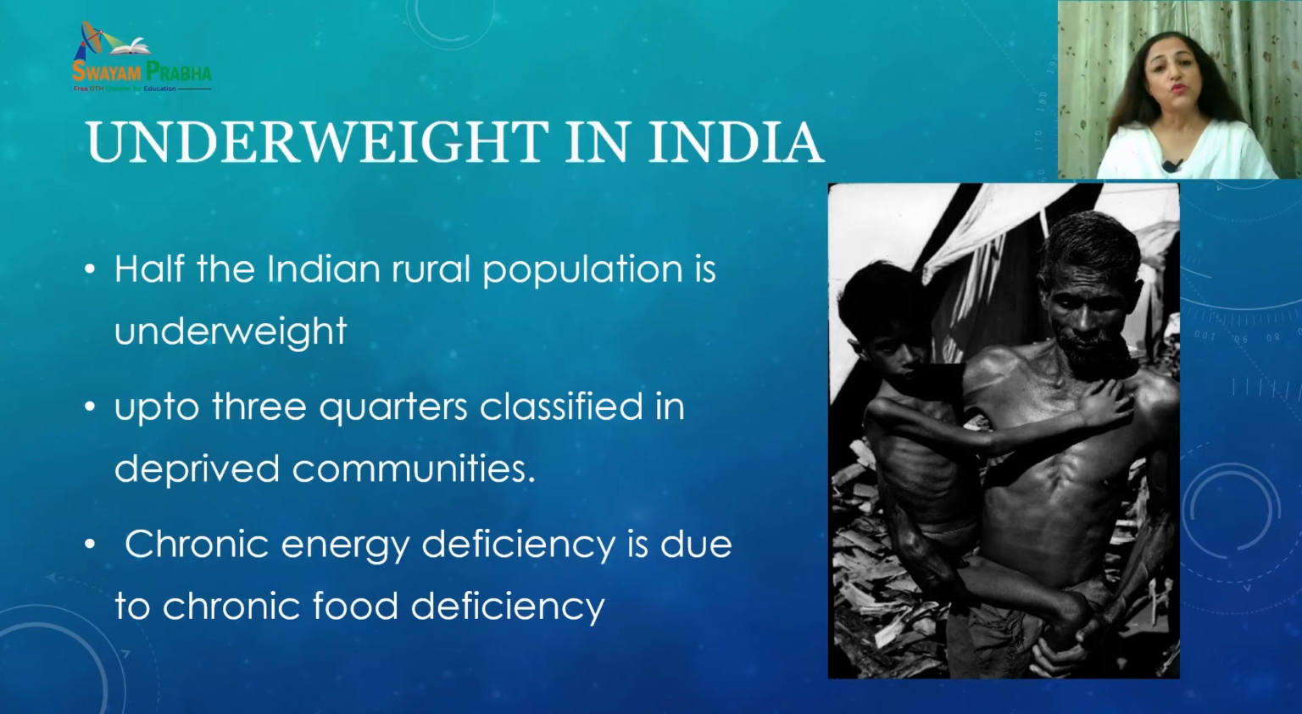Now coming to the scenario in our country, here half of the Indian rural population is marked as underweight, and out of this population, up to three-fourths are classified as being from the deprived communities. And chronic energy deficiency, which is the main cause of underweight here, is due to chronic food deficiency.